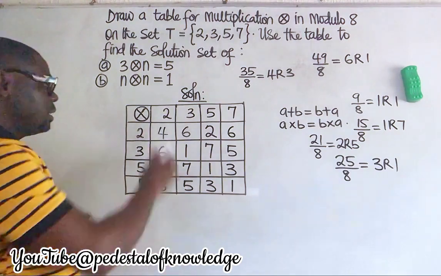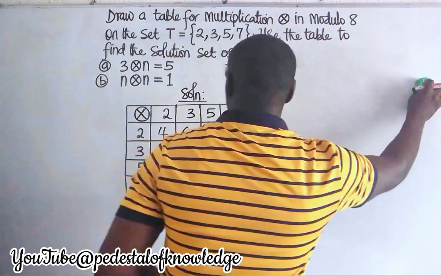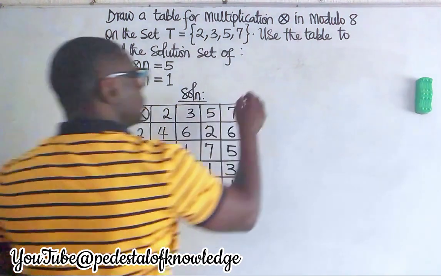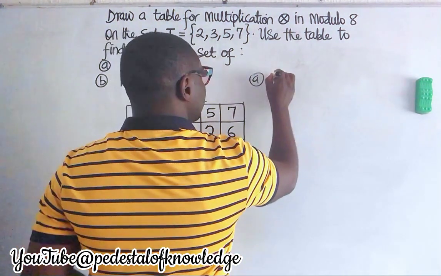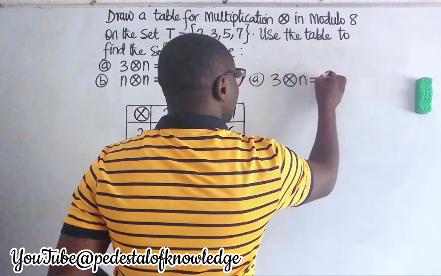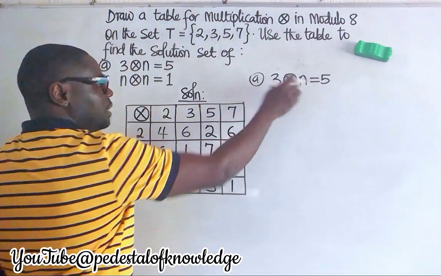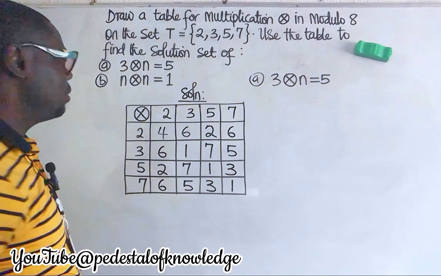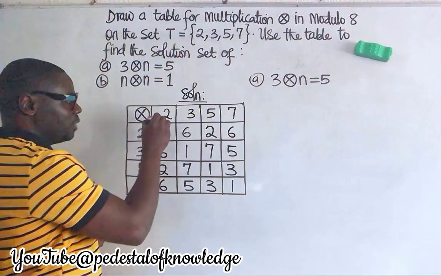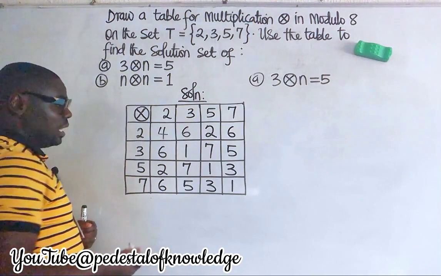Now let us use this table to answer the following questions. Okay, it says use the table to find the solution set of question number A, that is 3 times n is equal to 5. So what are the set of residues that satisfies this very operation? So what we're going to do now is to go back to the table. Now, this 3 here was multiplied by a number here, and the result is 5. What is that number?